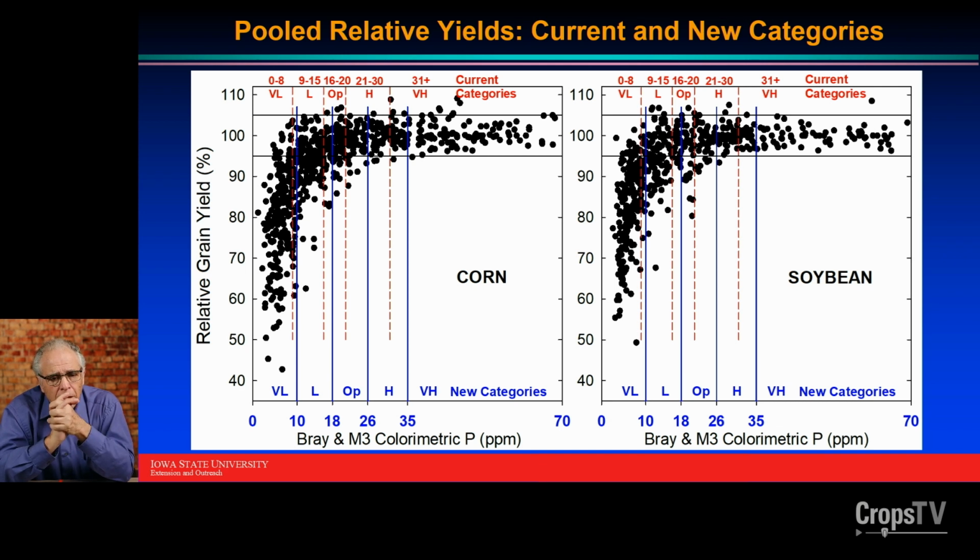But there is an important change for the optimum category. Remember, the optimum category is the one where there is a low probability of response, but we recommend applying removal to maintain those soil test values over time. So the optimum, we increase it for quite a few ppm. So now we have that the optimum is from 18 to 25 parts per million, okay, for both crops. And we have the same thing for other crops, in the publication.